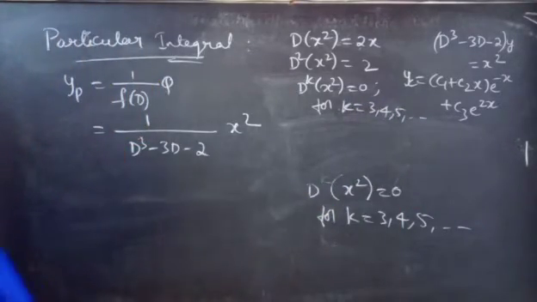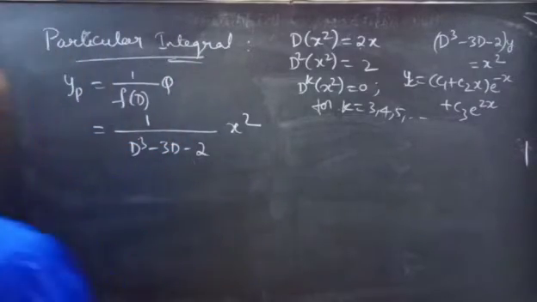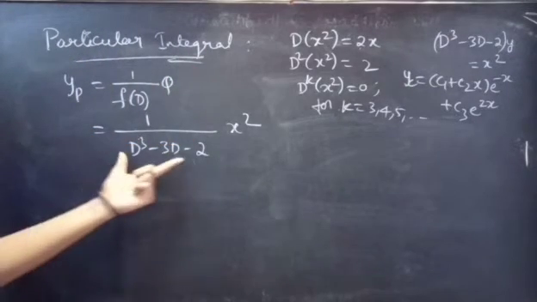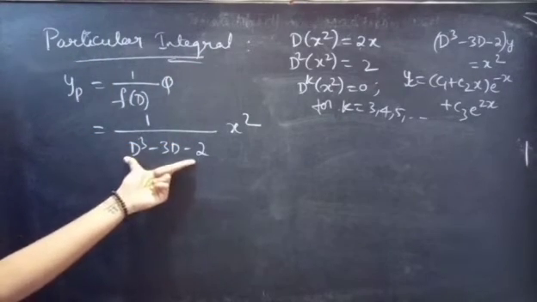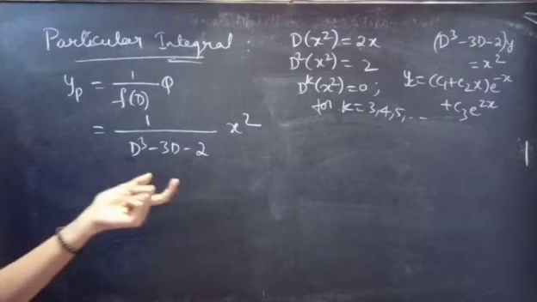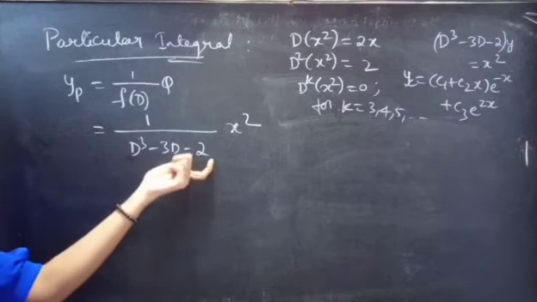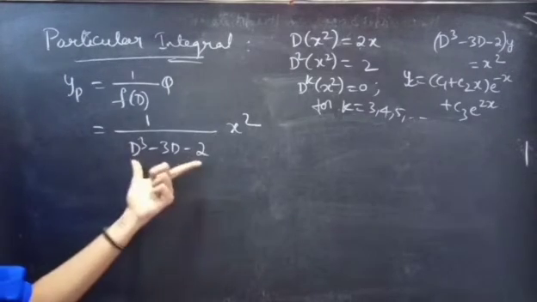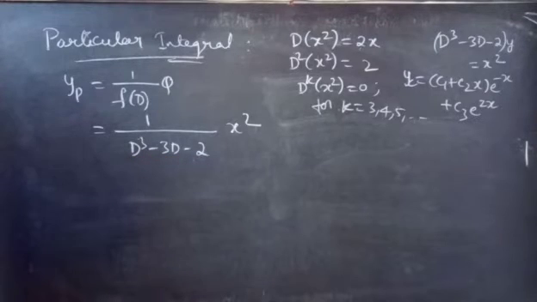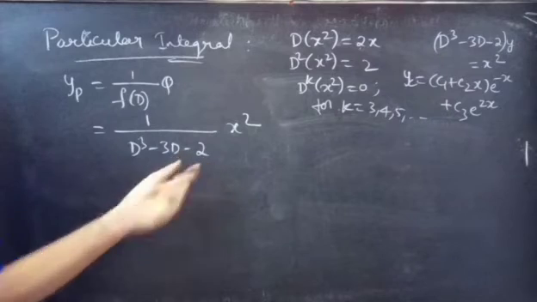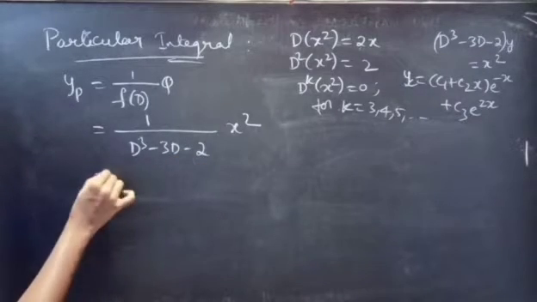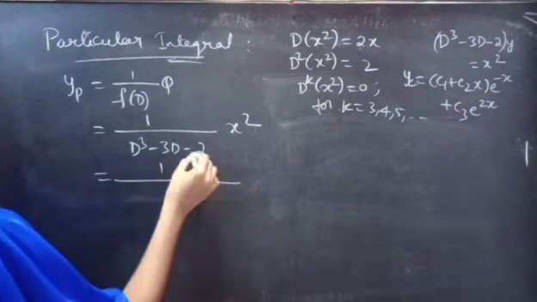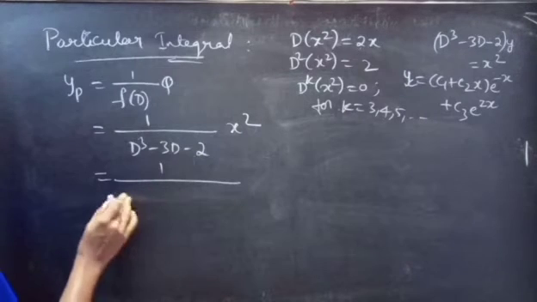Now coming to yp. We notice the denominator is in descending order form, right? And we need to take the lowest degree term common from all the terms, or write the denominator in ascending form and then take the lowest degree term common from all the terms. Okay, let's take minus 2 common from all the terms of denominator.